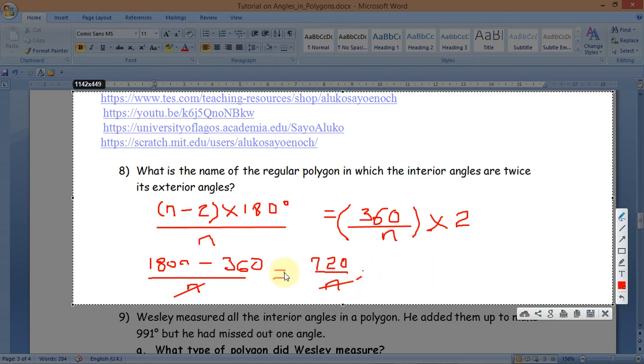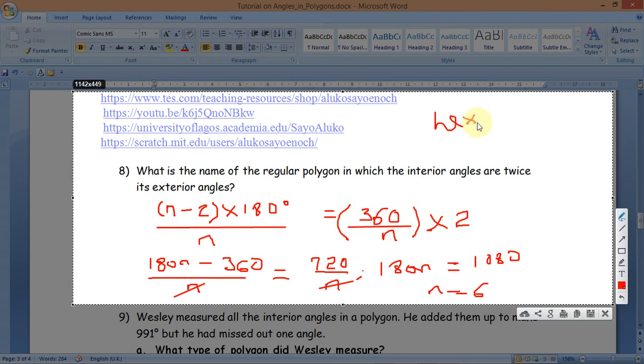So then, my unknown should be on the left hand side, so I have 180n equals, if I move 360 there, that will be plus, so 720 plus 360, that gives me 1080. So my n, you divide through by 180, so 1080 divided by 180, and that gives me 6. So the implication is that the type of polygon in which the interior angle is twice the exterior angle is a six-sided polygon, and the six-sided polygon is a hexagon.